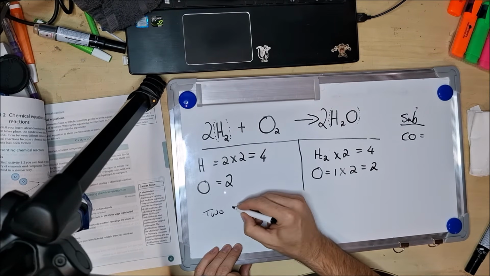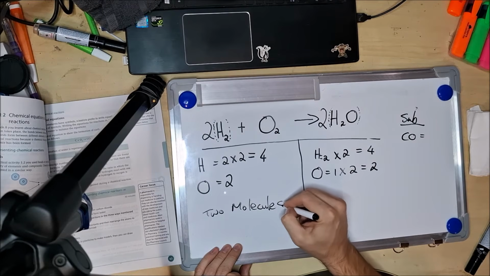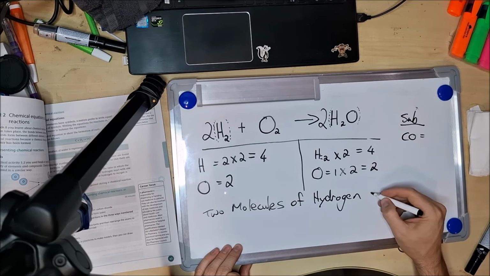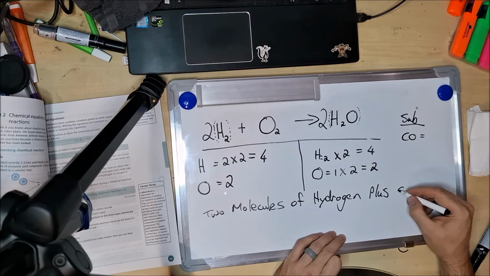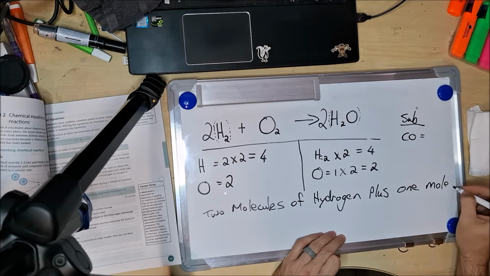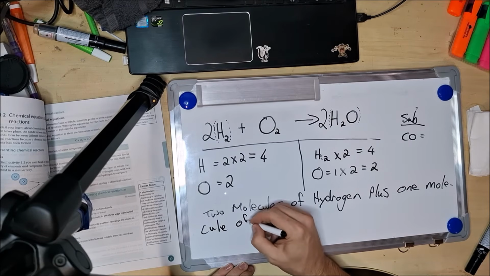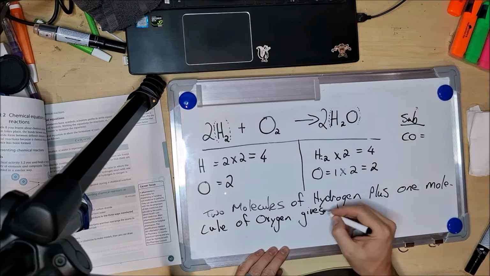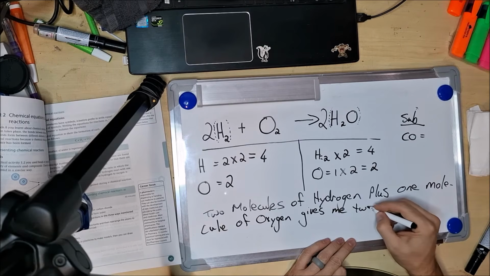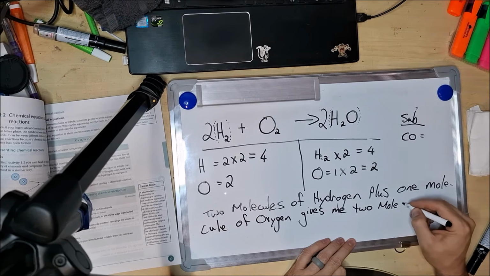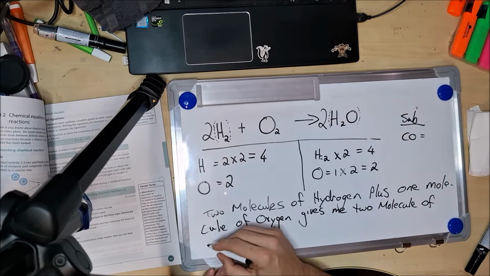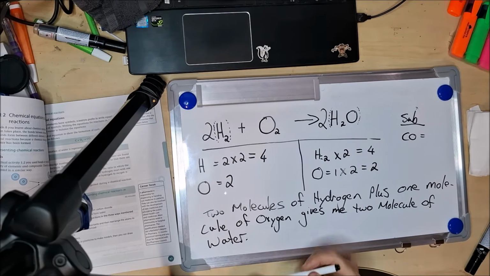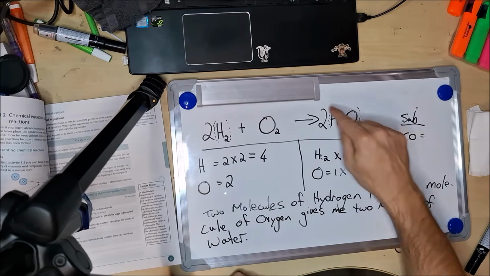So in essence, to write it out as a nice word equation, I can see here 2 molecules of hydrogen plus 1 molecule of oxygen gives me 2 molecules of water. You all know the symbol for water is H2O. Right, this is a word equation. That is a balanced chemical equation.